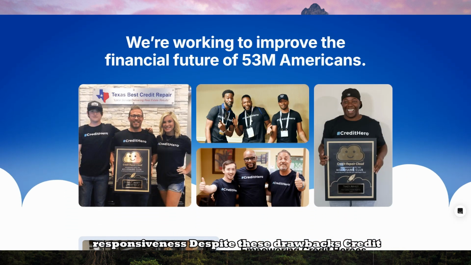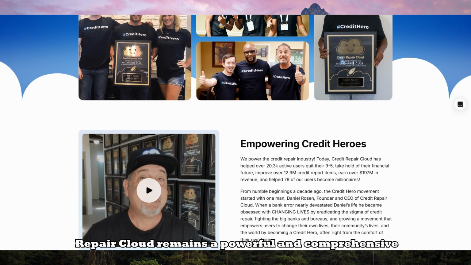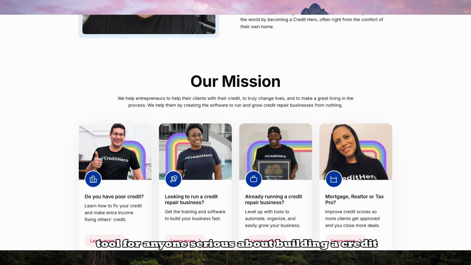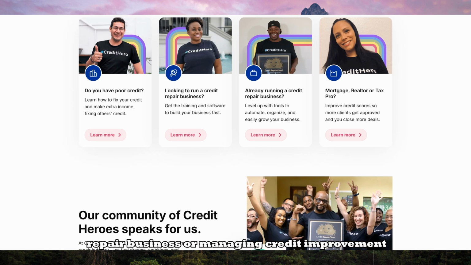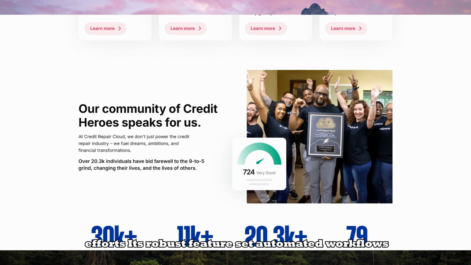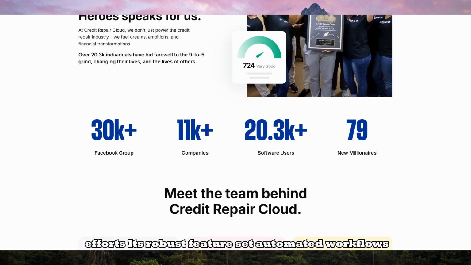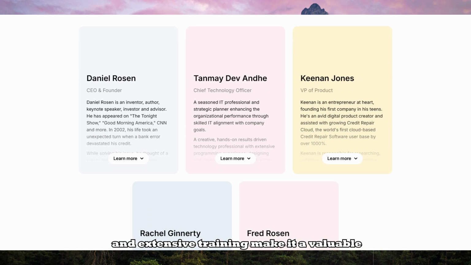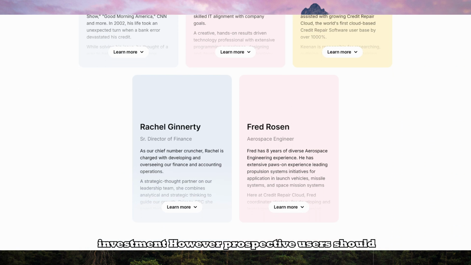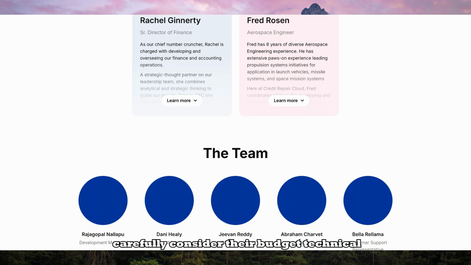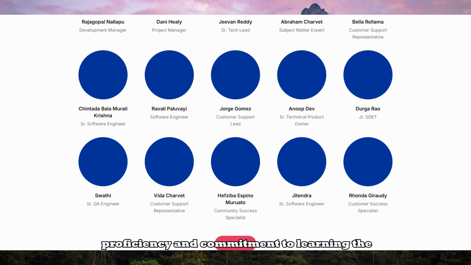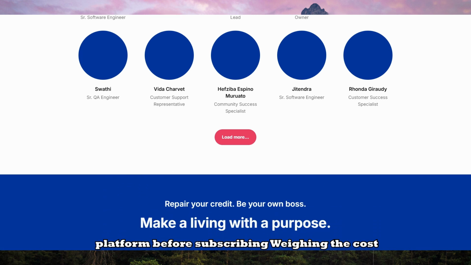Despite these drawbacks, Credit Repair Cloud remains a powerful and comprehensive tool for anyone serious about building a credit repair business or managing credit improvement efforts. Its robust feature set, automated workflows, and extensive training make it a valuable investment. However, prospective users should carefully consider their budget, technical proficiency, and commitment to learning the platform before subscribing.